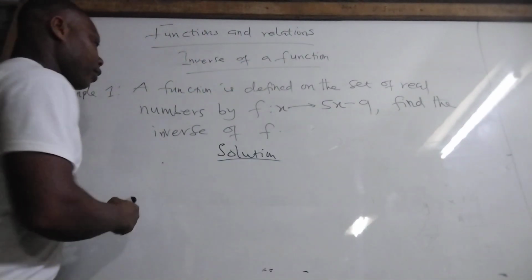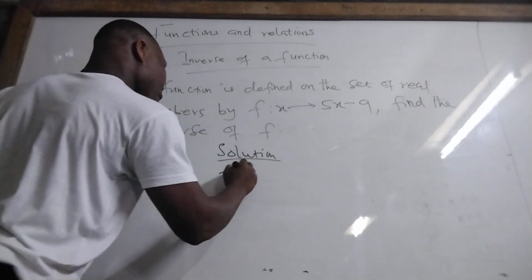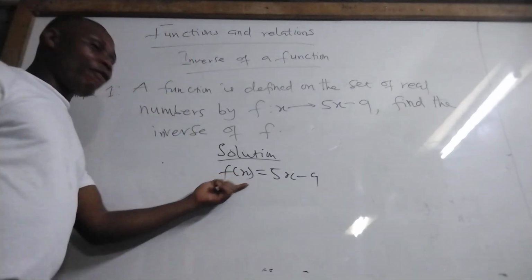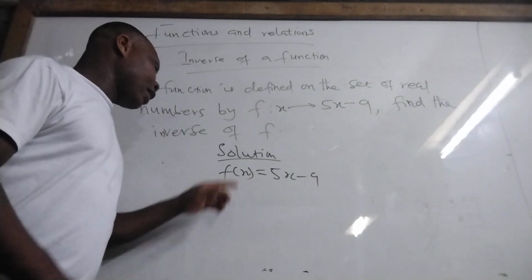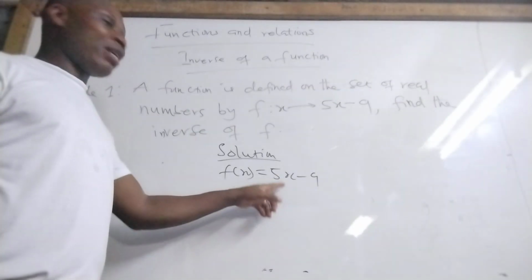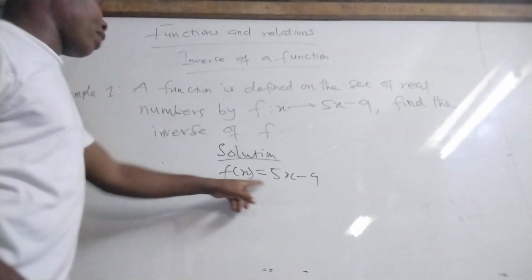We have our solution there. So we have f of x, the function given, is equal to 5x minus 9. This is f of x because it's telling us that our function f contains the variable x. So it's made up of the variable x. So that is why it's f of x.